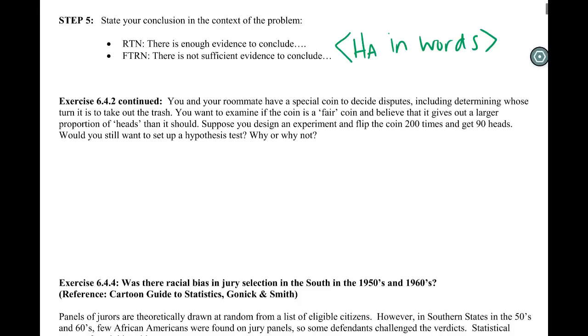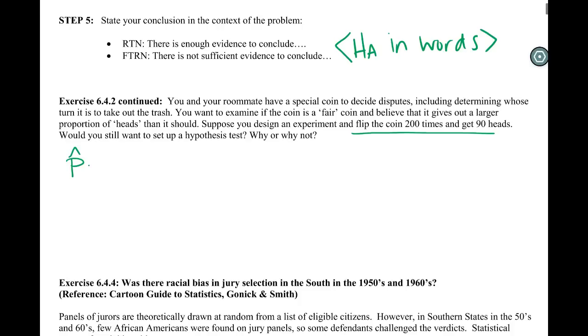So we have one final example I'm going to do here. I'll save the last exercise for class. But you and your roommate have a special coin. Again, if you want to show that it gives out a larger proportion of heads, if you designed an experiment, you took all that time, you flipped the coin 200 times, and you got 90 heads instead, would you still want to set up a hypothesis test? Why or why not?